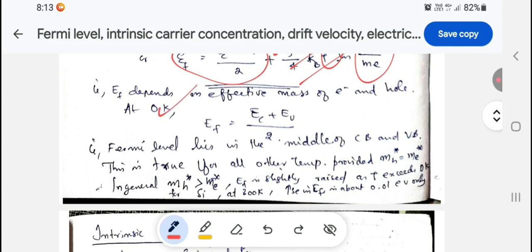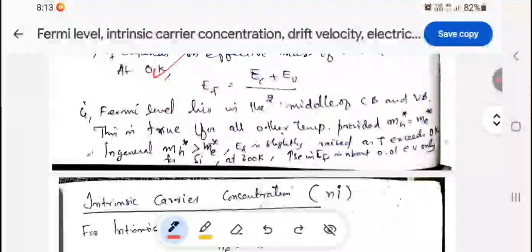This is true for all other temperatures provided MH and Me are equal, that is, when the effective masses are equal, this is true for all other temperatures.